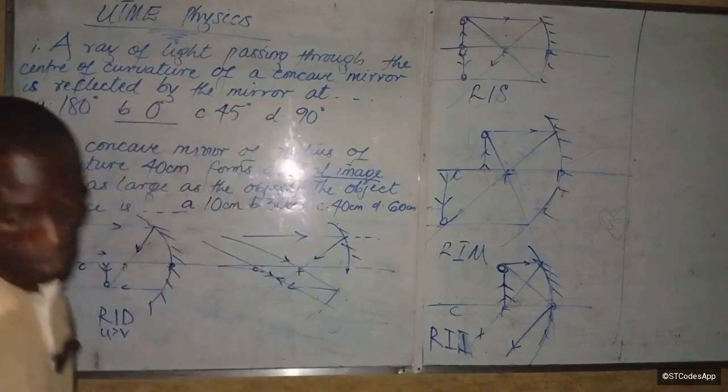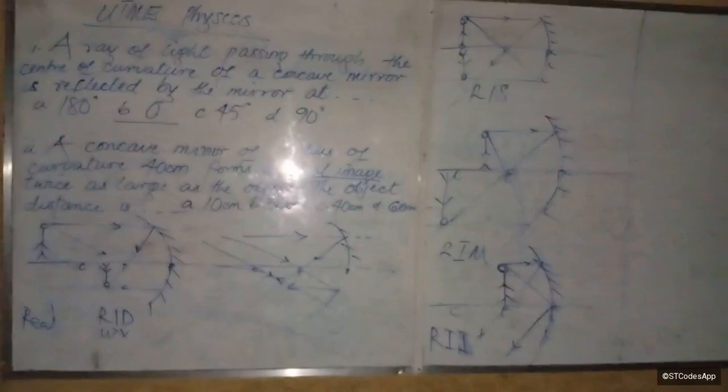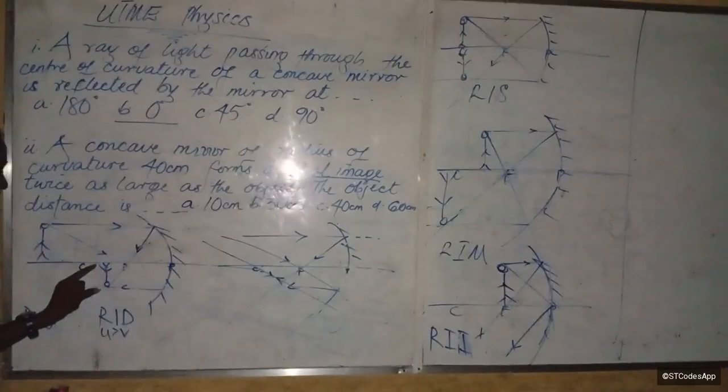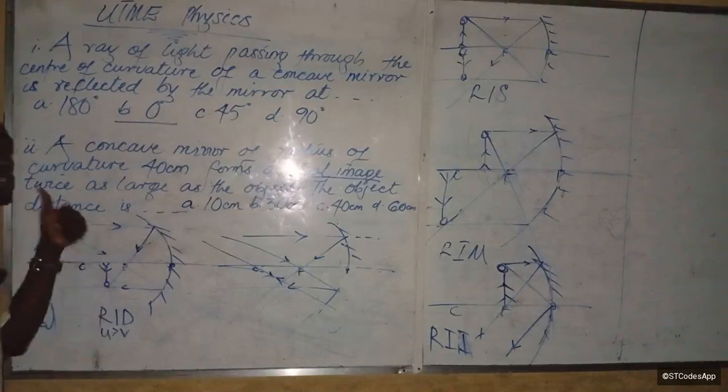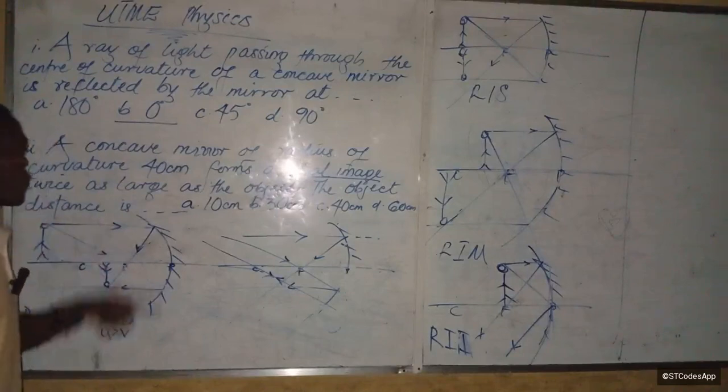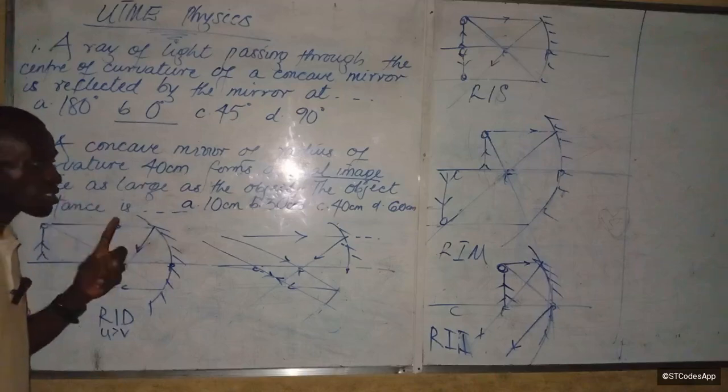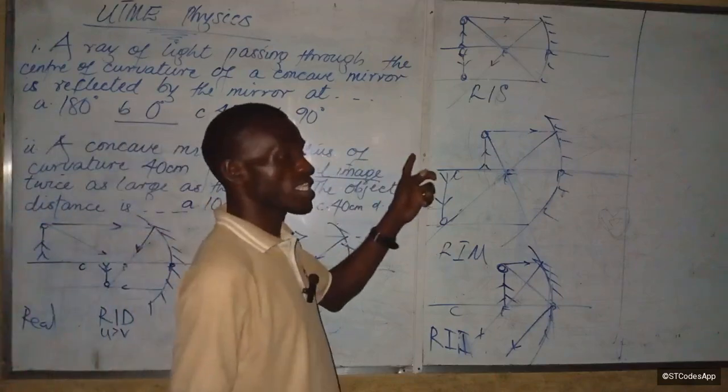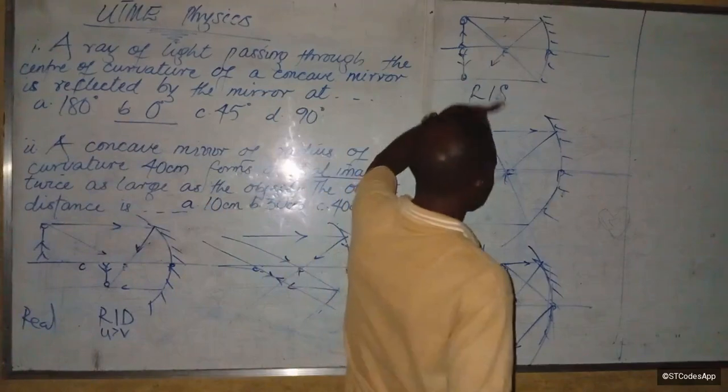Now, having had this information, what do you notice? There's a pattern formed there. The only time we form a diminished image for a concave mirror is when we are beyond C. Does that make sense? When we are beyond C. Every other time, we see a what? A magnification.